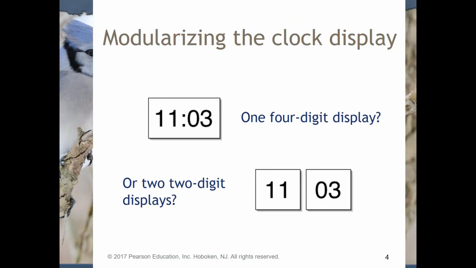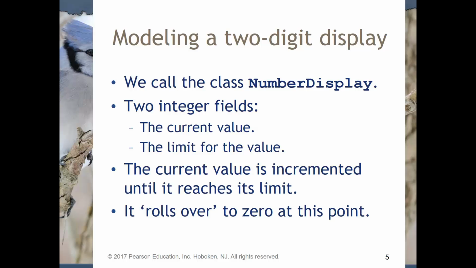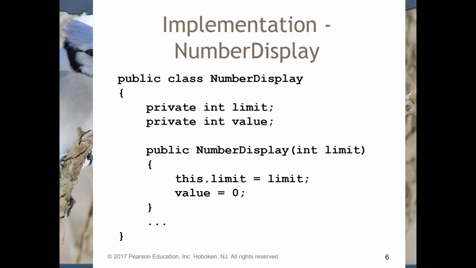So if we modularize a clock display, like I talked about before, is there one 4-digit display, or is it really 2 2-digit displays, or potentially is it even 4 1-digit displays? For this discussion, we're going with 2 2-digit displays. If we abstract some, we call the class that would handle this number display 2 integer fields, the current value and the limit for that value. So in other words, there's hours, which has a limit of 23, and minutes, which has a limit of 59. The current value is incremented until it reaches its limit, and then what happens with a regular clock? It flips over and starts over again.